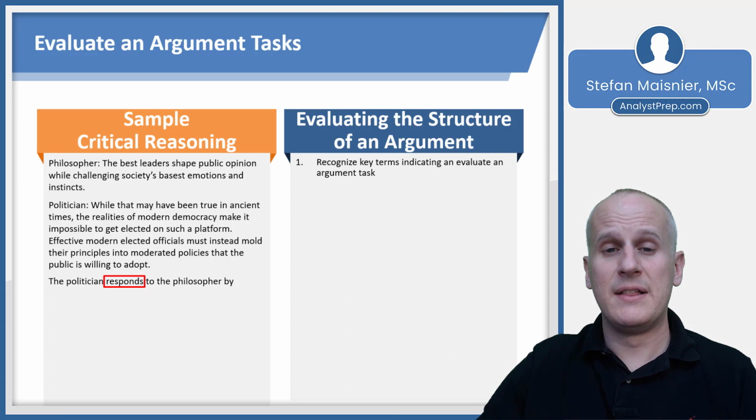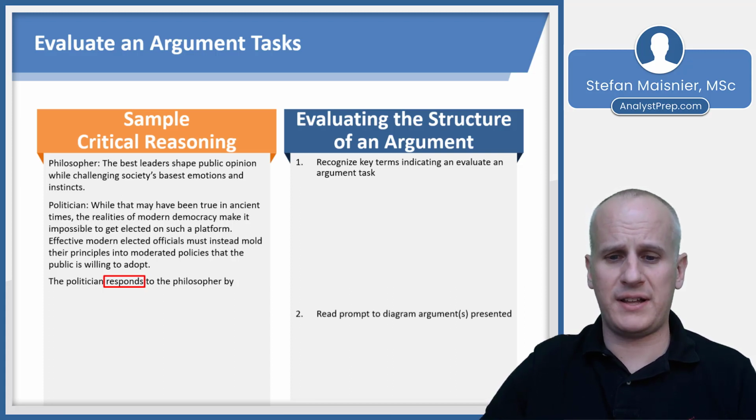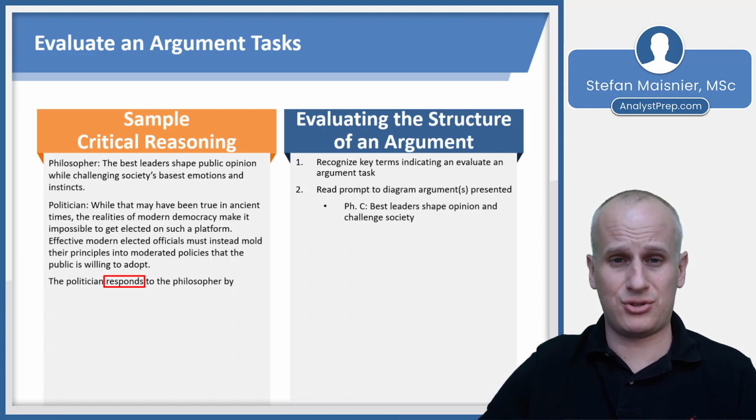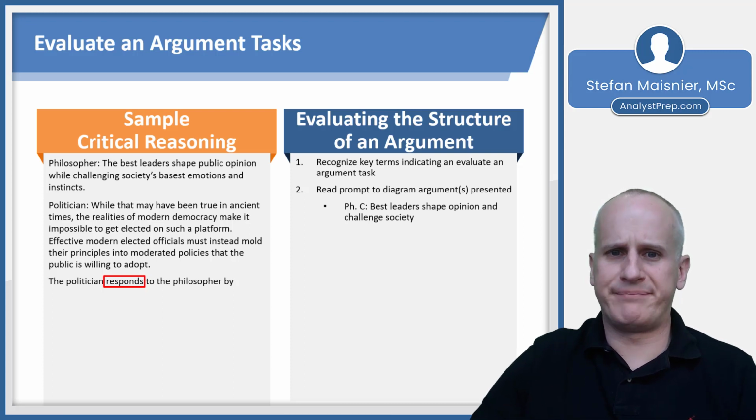So we have to track the premises and conclusions of each speaker, starting with the philosopher. So we'll read the prompt and diagram the argument that's presented. So the philosopher states, the best leaders shape public opinion while challenging society's basest emotions and instincts. And this is just a conclusion, so I could take a shorthanded note that says PH.C for philosopher conclusion, best leaders shape opinion and challenge society, because this is an opinion of the philosopher without any supporting facts, which is strange and may kind of be disconcerting as a reader, but that's just what's been presented.